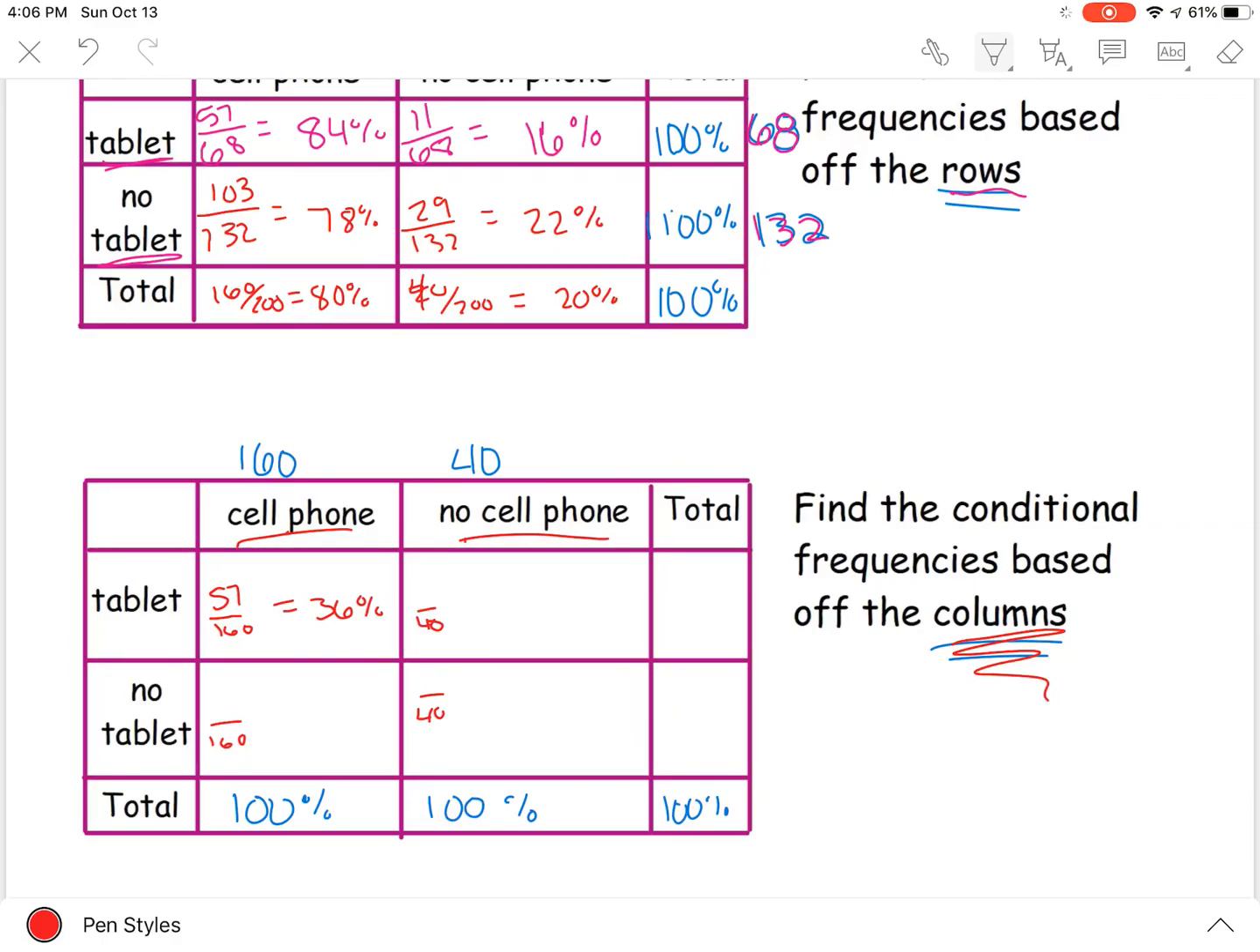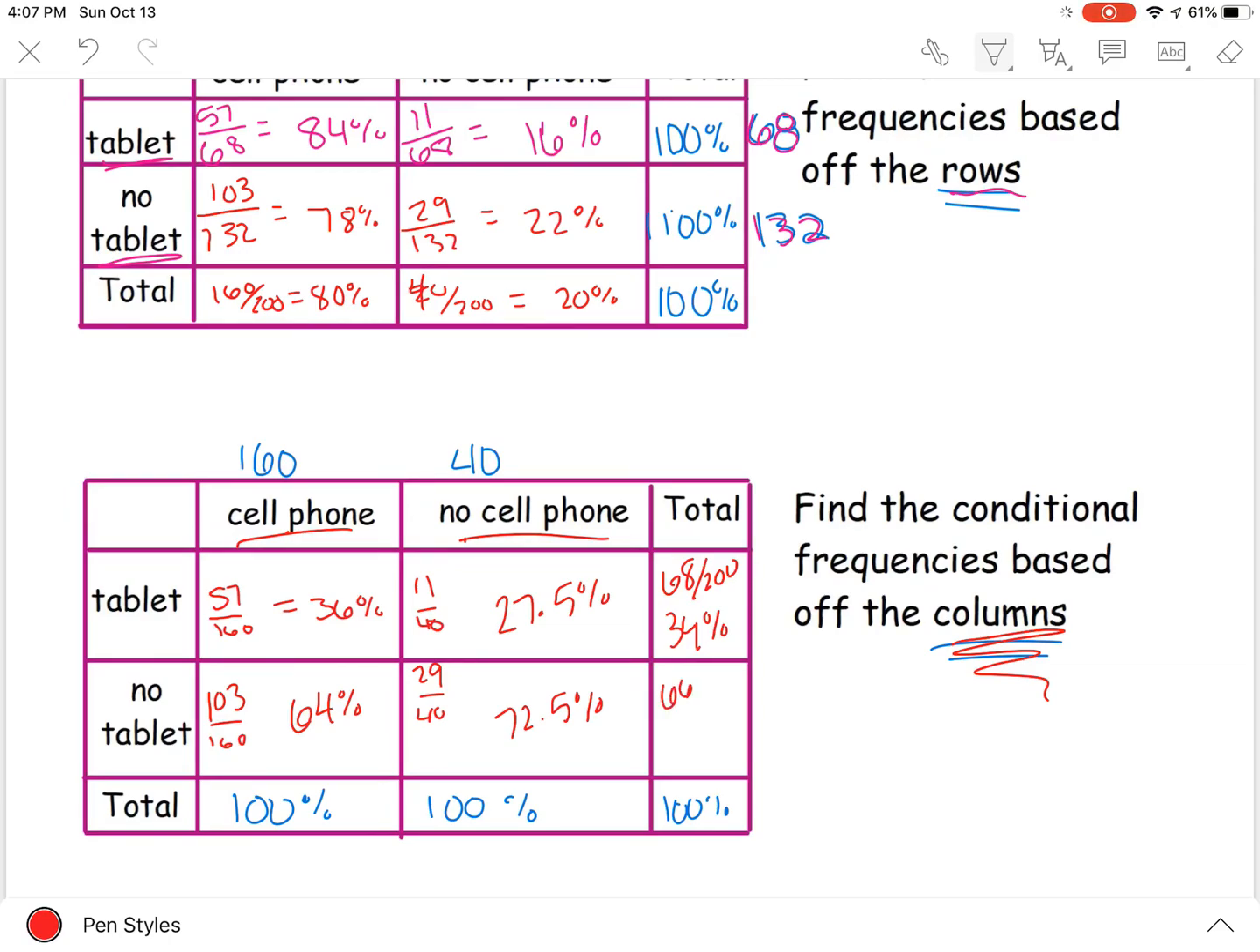Well, no tablet, based on our original frequency table, 103 students had a cell phone and no tablet. So 103 divided by 160 is 64% of students. Then for our no cell phone column, we've got 11 divided by 40 is 27.5%. And then 29 divided by 40 is 72.5%. Well, we had a total of 68 divided by 200 is 34% of students.